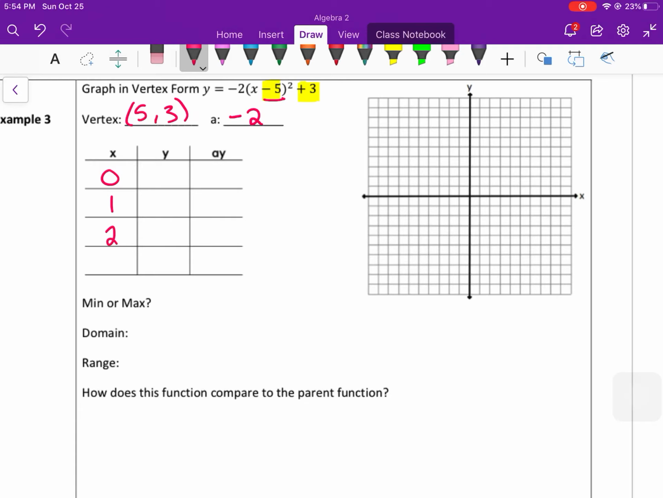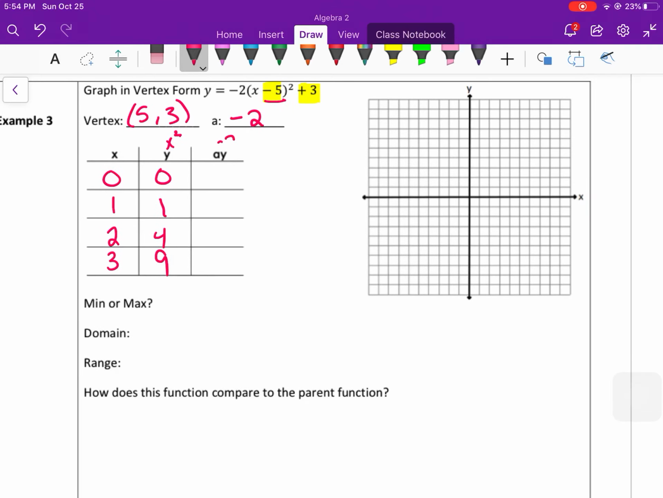For my parent function, I'm going to use 0, 1, 2, 3, and then I'm going to square those values. My parent function is just x squared, so 1, 4, 9. And then multiplying the middle column by negative 2: negative 2, negative 8, negative 18. Then graphing the first and last column, where the 0, 0 is the vertex, 5, 3.